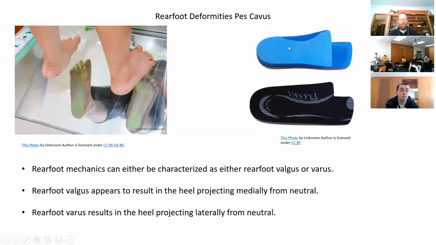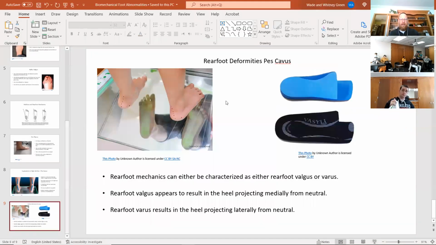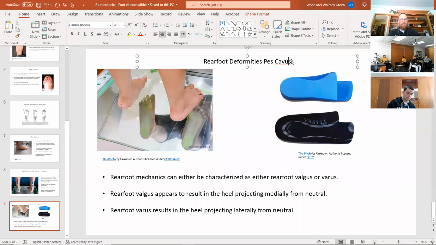All right. And last but not least, guys, obviously rearfoot deformities, pes cavus, dang it, oh, sorry. I thought I took that out, but obviously I didn't. Ugh.